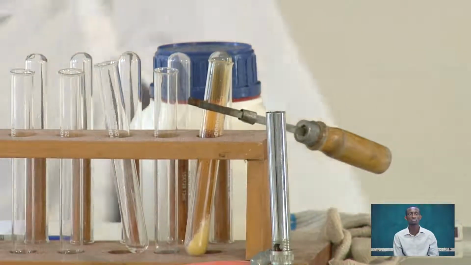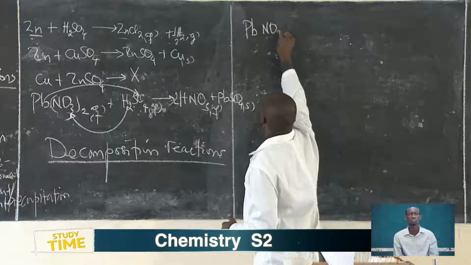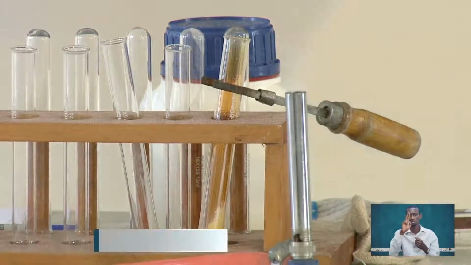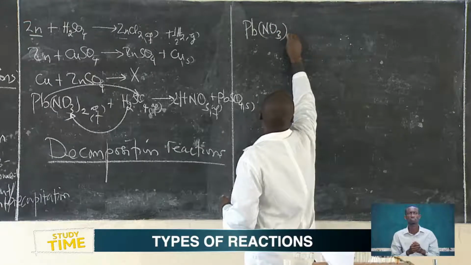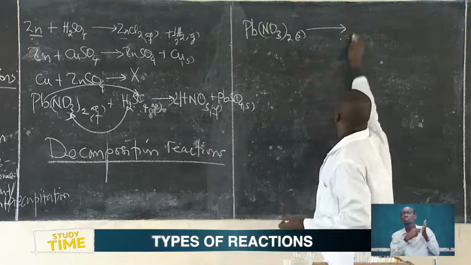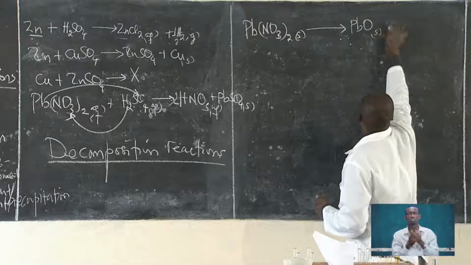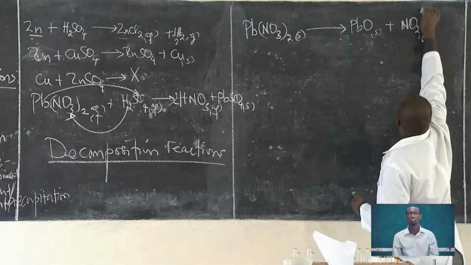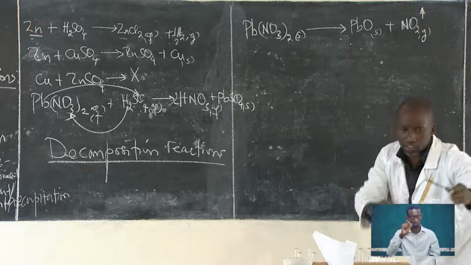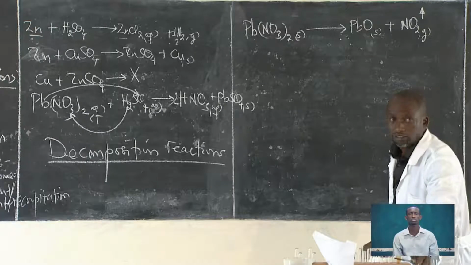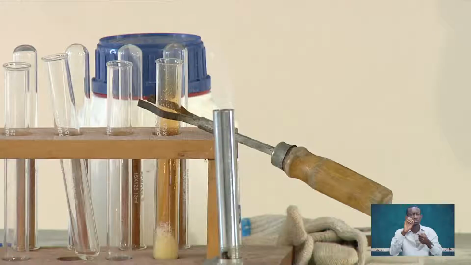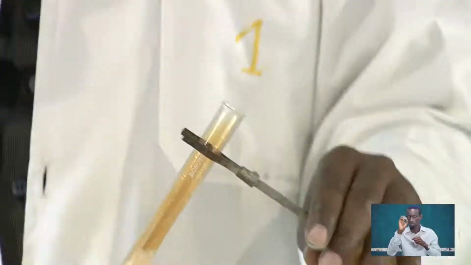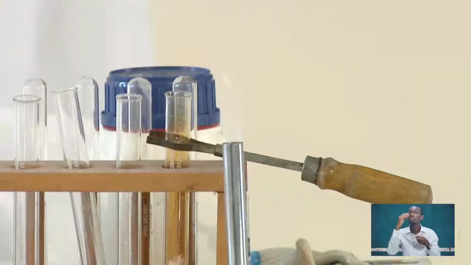So what is happening? You have lead nitrate. It is in solid form. Then it decomposes into lead oxide plus nitrogen dioxide gas. This is the gas that was coming out. Very clearly, you can still see that reddish-brown gas, nitrogen dioxide, plus oxygen gas. You will not be able to see the oxygen gas here because oxygen is a colorless gas, but there are two gases being produced.